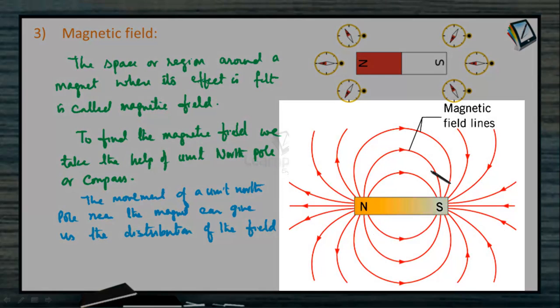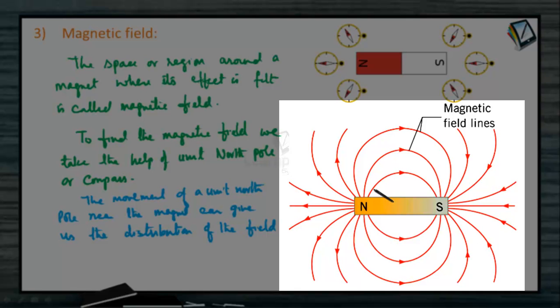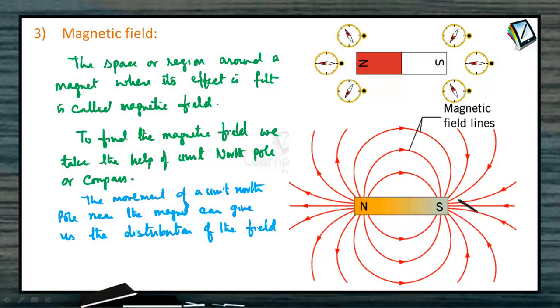So we will trace the lines like this. The unit north pole will be placed, and it will move away from north and go towards south. As it moves, we trace a line. These are called magnetic field lines. These magnetic field lines will tell us about the distribution of the magnetic field.